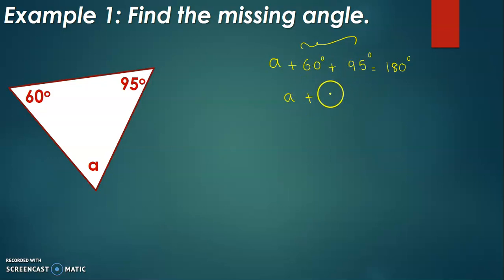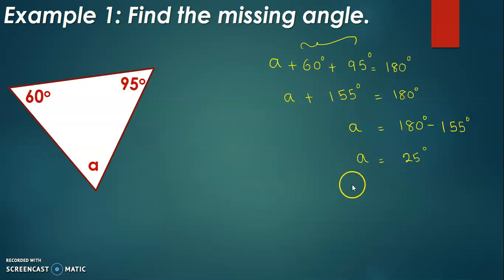60 degrees plus 95 degrees will give you 155 degrees, and I'm going to leave everything the same as the step before. Now, after this step, you can think of, okay, what do I have to add to 155 to make it equal to 180? Or we can use inverse operation, which is I could simply take 155 away from 180, and that would give you 25 degrees as your answer.